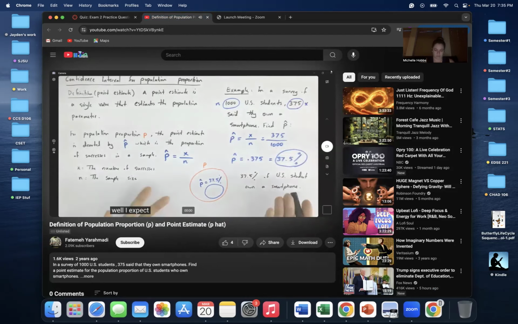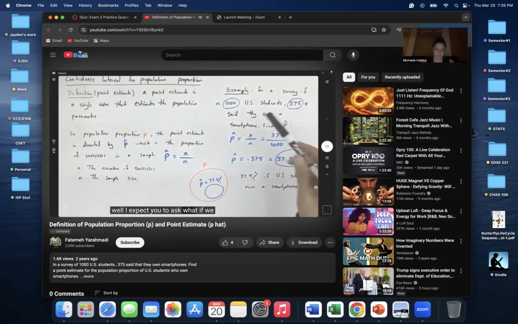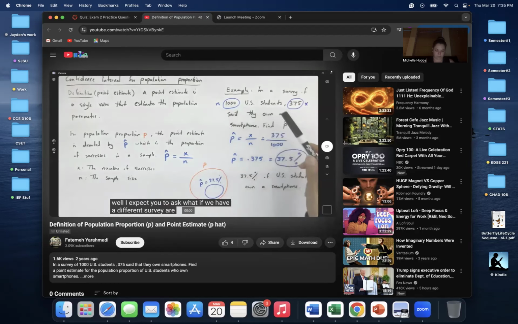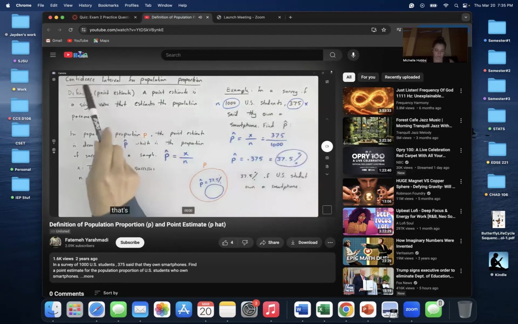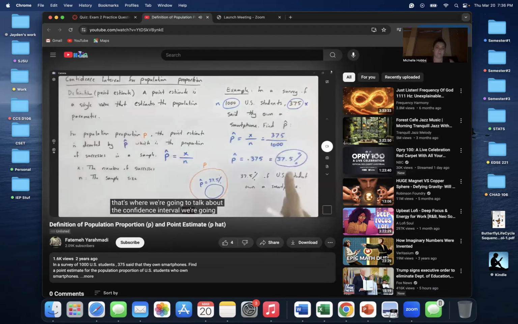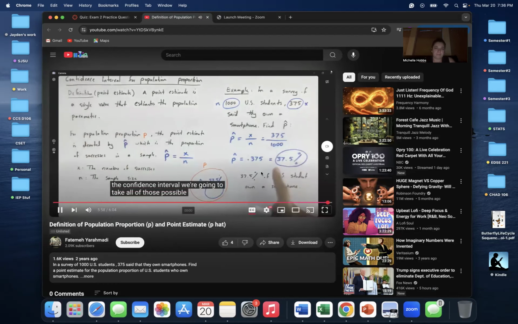Well, I expect you to ask, what if we have a different survey? Are we going to get the exact same percent? That's where we're going to talk about the confidence interval. We're going to take all of those possible percentages and list them.